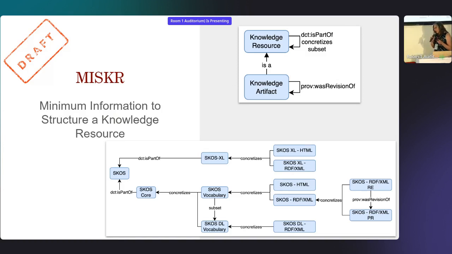Then, of course, there's the structure that I talked about before with SKOS, and that's things like part of, concretizes, subset, revision of. And that's MICUSKER, minimum information to structure a knowledge resource. That was probably the one that took us the longest to figure out, how to deal with that stuff.